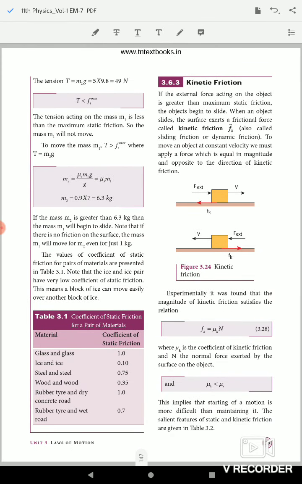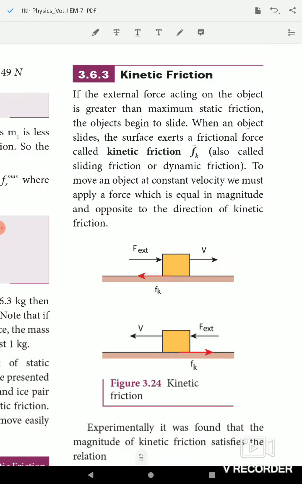And next one is kinetic friction. If the external force acting on the object is greater than maximum static friction, the object begins to slide. When an object slides, the surface exerts a frictional force called kinetic friction. Okay, note this one.